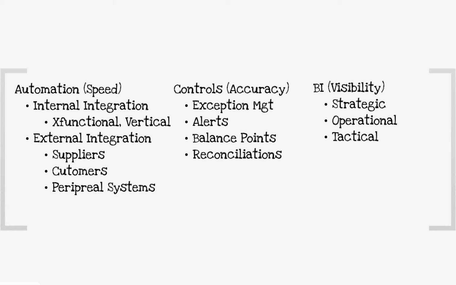So equally important is to bring in more controls, more balance points, more exception management, alerts. If we're bringing in a higher volume of transactions but we're not making sure it's accurate, then we're bringing more problems into the system. Our reports are going to be less accurate.